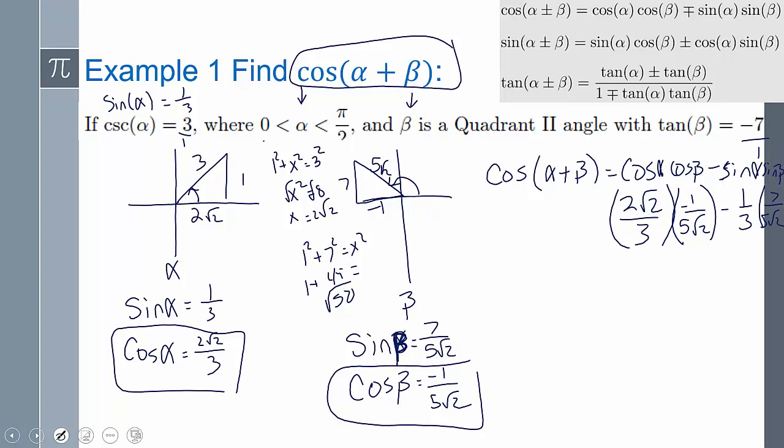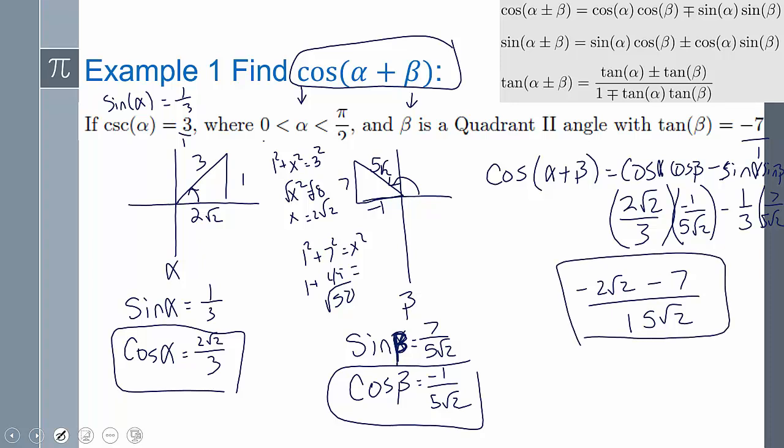So multiplying the tops, I get -2 root 2 minus, multiplying the tops, -1 times 7, over, now the bottoms, you get 15 root 2. Now I know there's a radical in the denominator. Yeah, you can rationalize it, but this is good enough. We can get to this point, we're good.